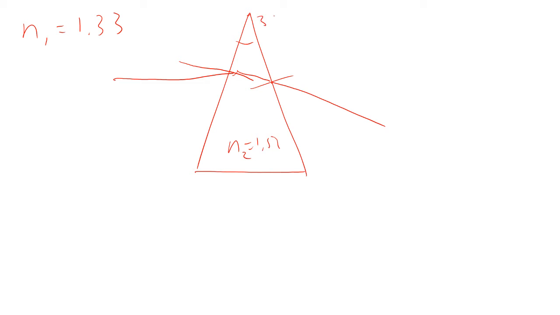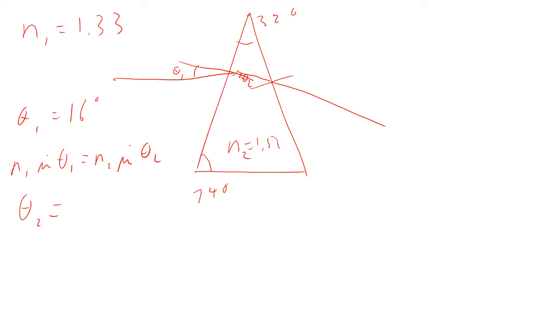So this is still 32 degrees. So this is still 74 degrees. So that means this angle right here, theta 1, is still 16 degrees. Nothing has changed until we get to theta 2 on the inside here. So we know that n1 sine theta 1 equals n2 sine theta 2. Do a little bit of math there. Theta 2 now comes out to be 14 degrees.